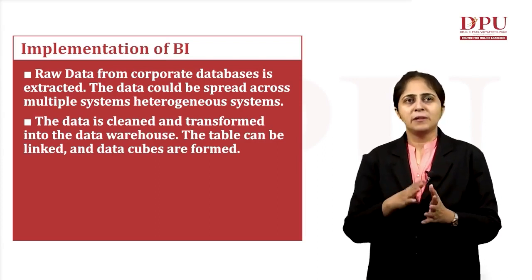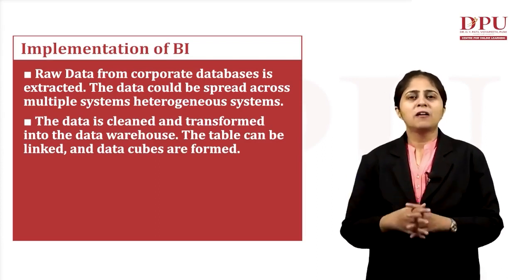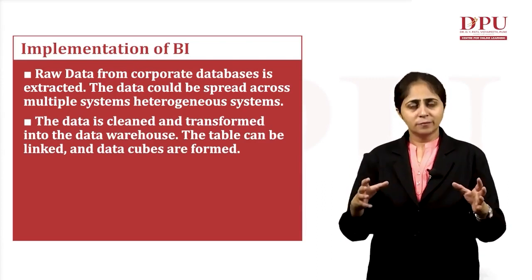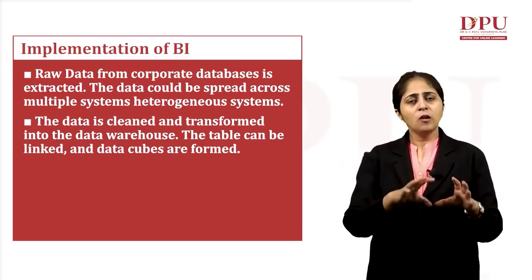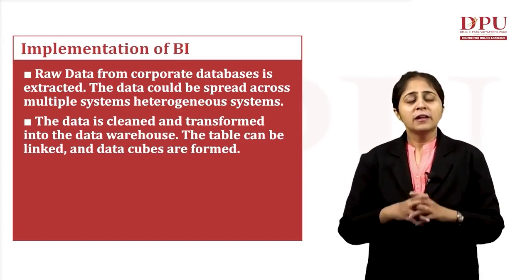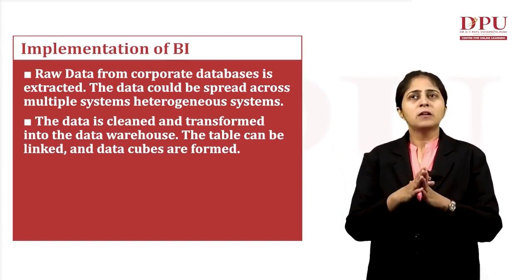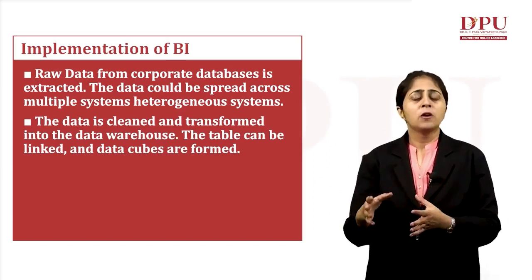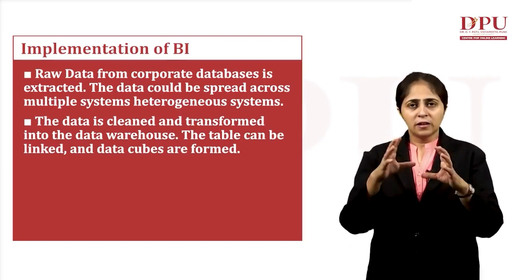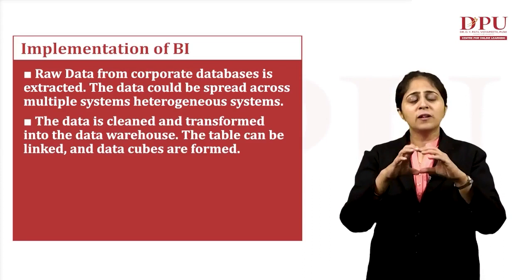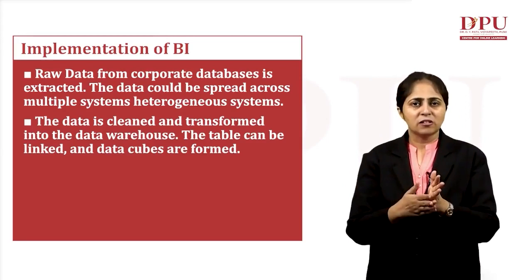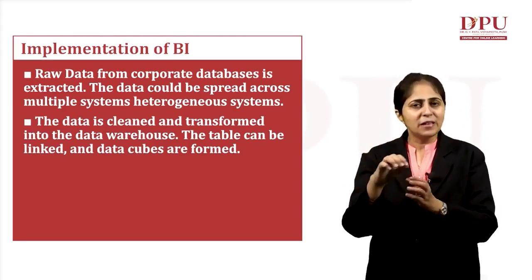Now the tables can be linked and the data cubes are formed in the data warehouse. How do we store this data? There are various tables onto which this data will be stored, and these tables are to be linked together. There are various data cubes, which we normally call OLAP cubes, on which the data will be stored. It will be stored in cubical format, like you must have seen the cube. So how does the data get stored onto the cube? There will be three different dimensions from which the data can be accessed.